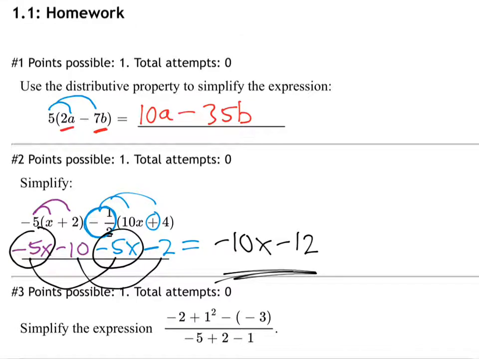What needs to happen on number 3? On number 3, you have to do the top part before you hit the bottom. You've got to do the top and the bottom separately. So let's do that. Exactly. Let's start right here. So we have minus 2 plus, what's 1 squared?